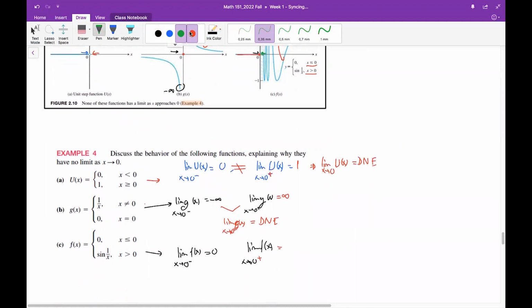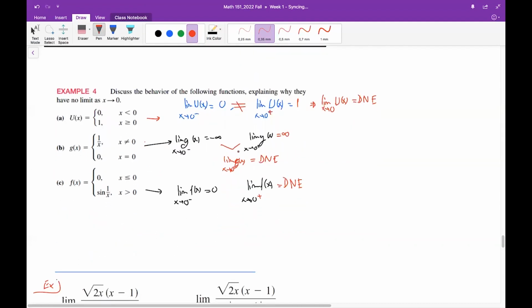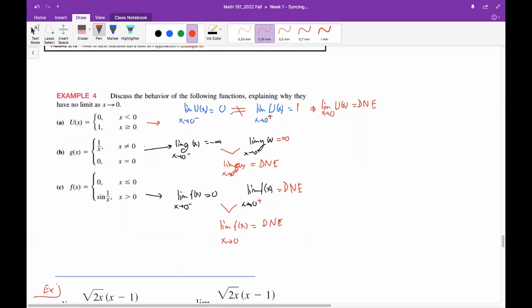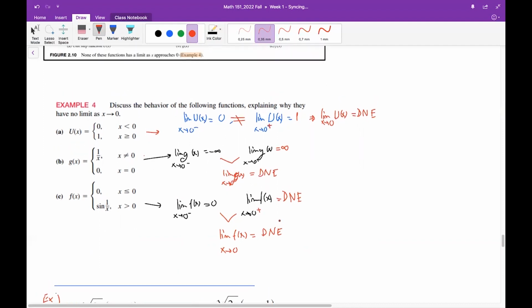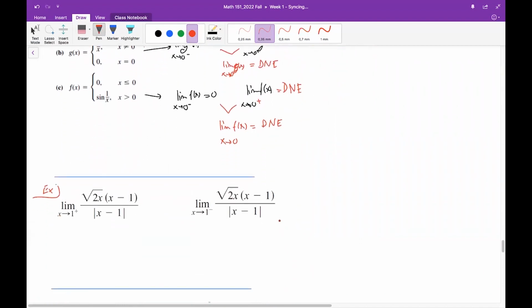That's why, because of these infinitely many oscillations, you will say that the right-hand side limit does not exist. So the overall limit of this given function as x goes to 0 does not exist, of course. Okay. So I think we did enough examples on one-sided limits.